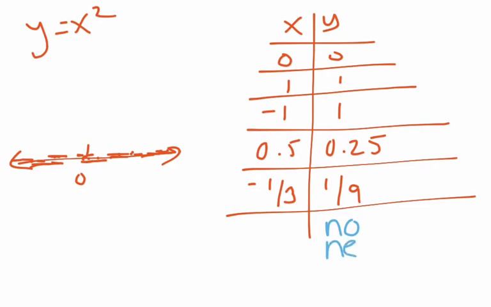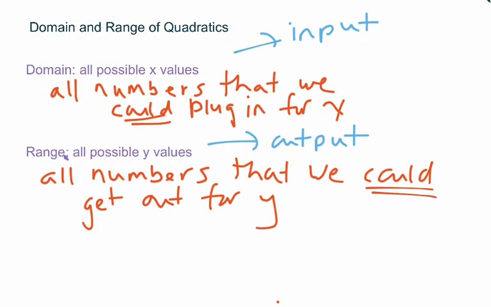You will never get a negative over here in the y column. You will never get a negative. And you can get 0, so we don't want to say it's always positive, because 0 is not positive. But no negatives can come out. So if we were talking about the range here, all the numbers that we could get out for y, we need to find a way to write that the numbers will never be negative.